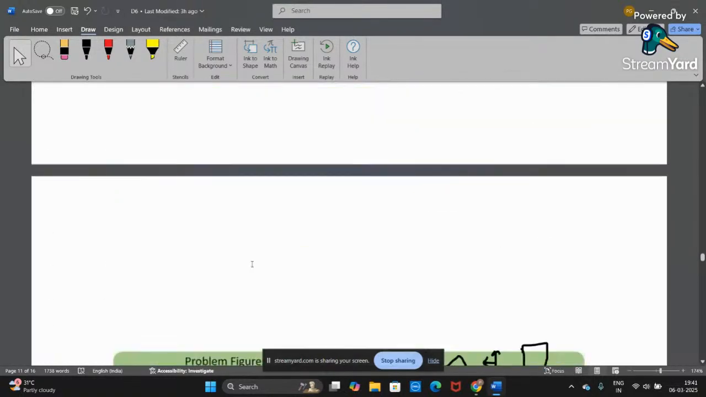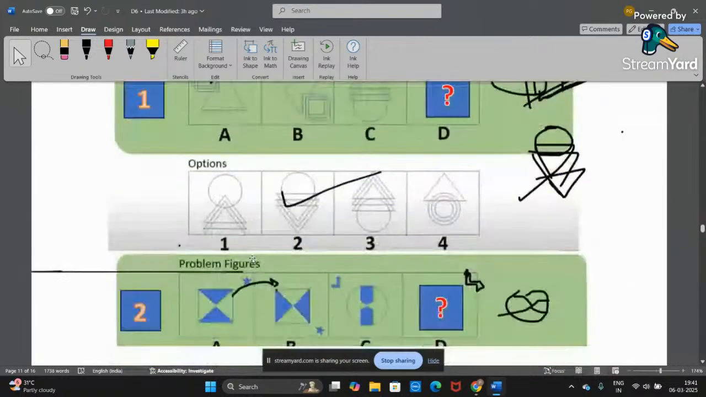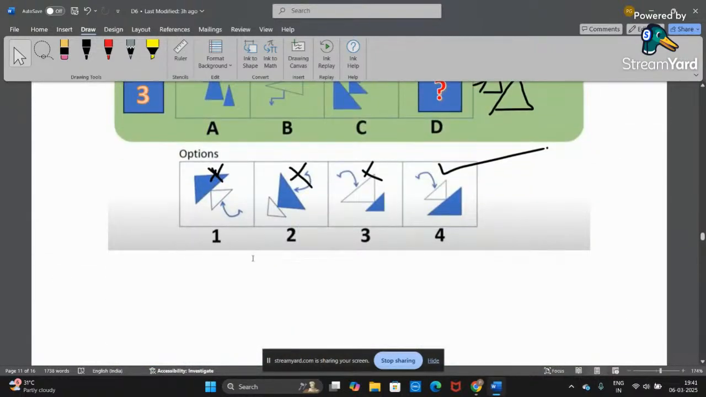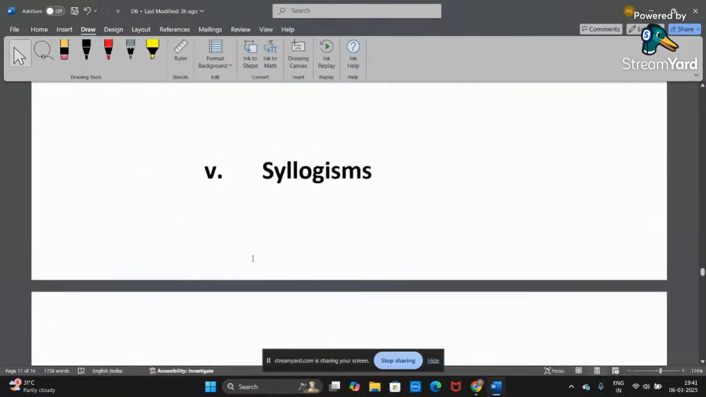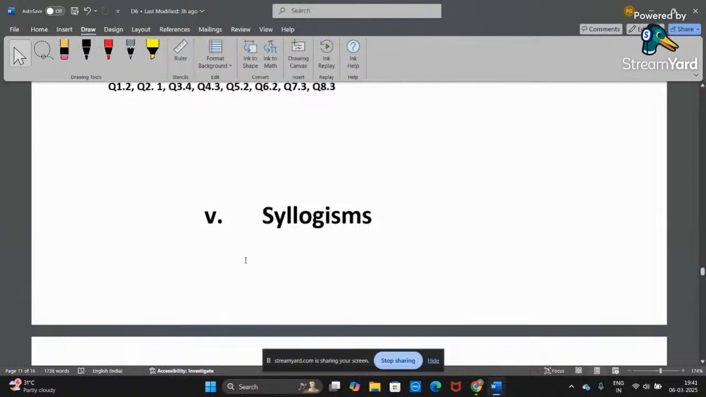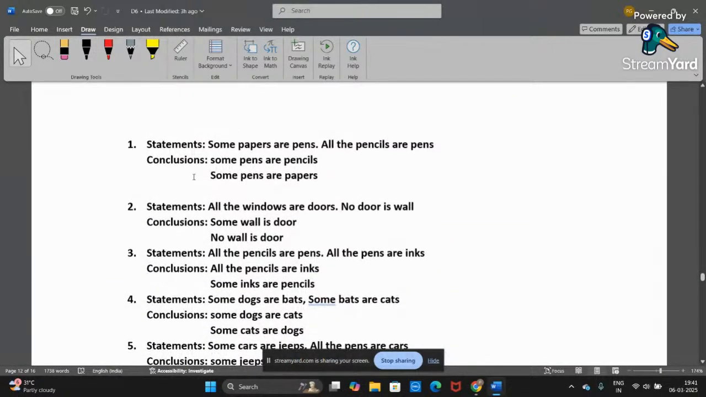So any doubt in this? Any doubt? Okay, we'll move on to the next topic, that is syllogisms. Here they will give a statement, then we need to find the conclusion of the statement. For that we need to draw. For example, let's take this as an example.